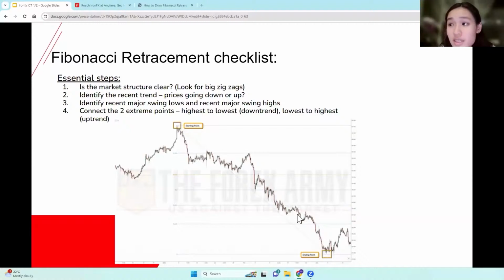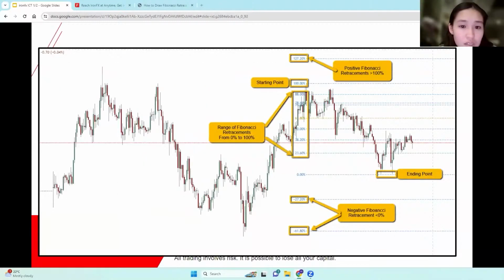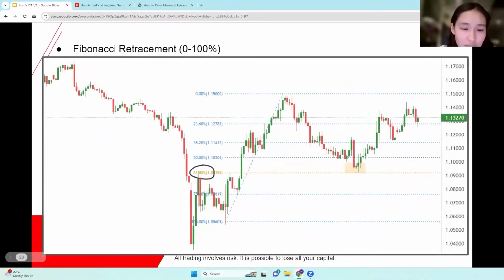Since this is a downtrend, your starting point is at the swing high and your ending point is at the lowest swing low. Here you can see all the different Fibonacci numbers that we mentioned in the previous slide. For the ICT, we are focusing on 61.8 and 78.6, but it's basically the same thing. Here's another example. We are looking at the level at which price bounces off either your 61.8 level or your 78.6 level.